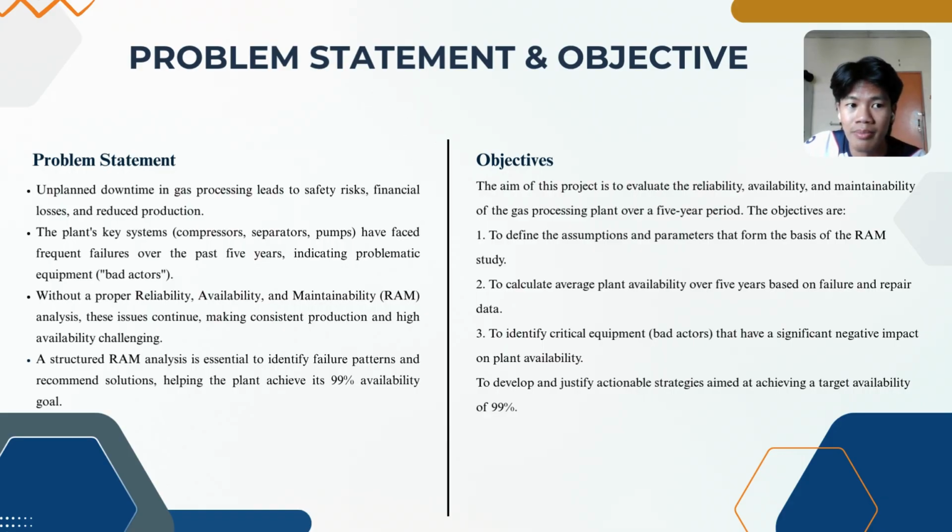That brings us to the main objective of this project, which is to conduct a RAM assessment to improve plant reliability. Specifically, we aim to define key assumptions and parameters used in the RAM analysis, calculate average pump availability using 5 years of failure and repair data, identify which equipment is contributing to the most downtime, and finally develop strategies to improve availability and achieve the 99% target. This structured approach will help the plant to make informed decisions to reduce failures and improve performance.